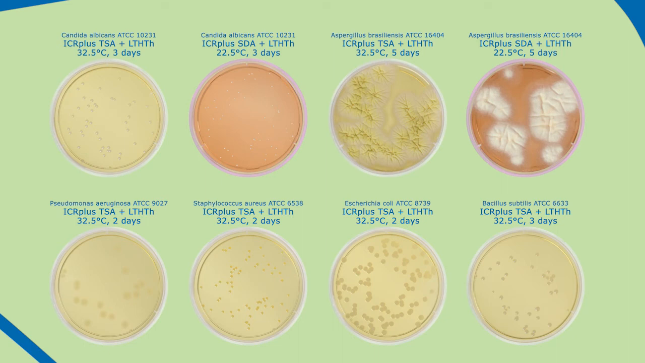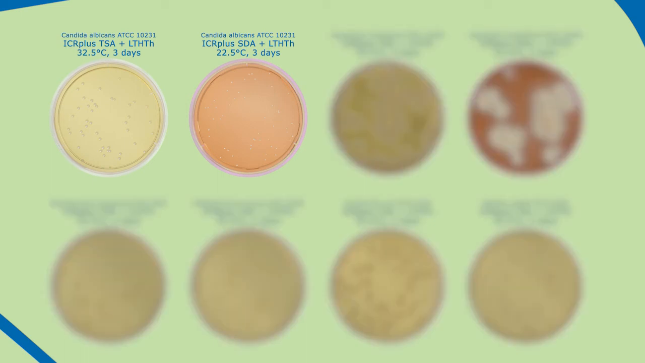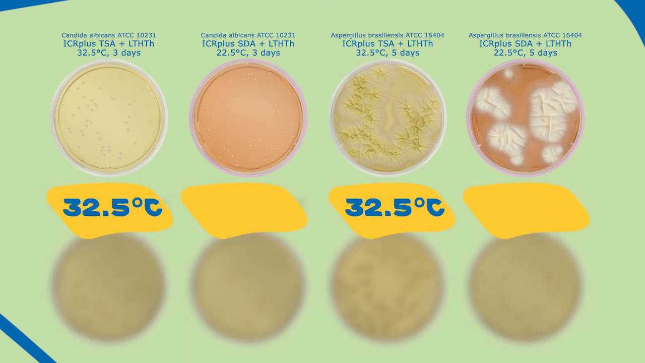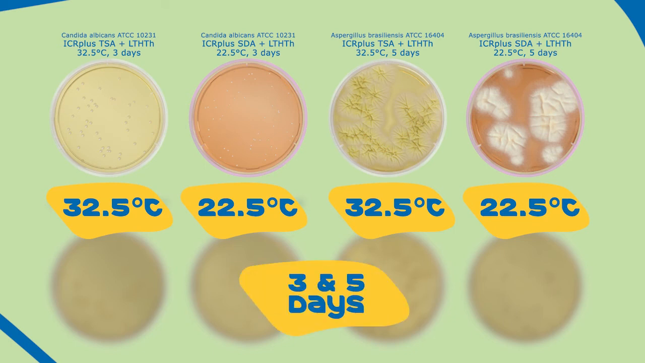We used ICR plus settle plates containing TSA and SDA, both with 4 neutralizers. The strains that can be seen on both plates are Candida albicans and Aspergillus brasiliensis, which grew at 32.5 degrees Celsius on TSA and 22.5 degrees Celsius on SDA for 3 and 5 days.